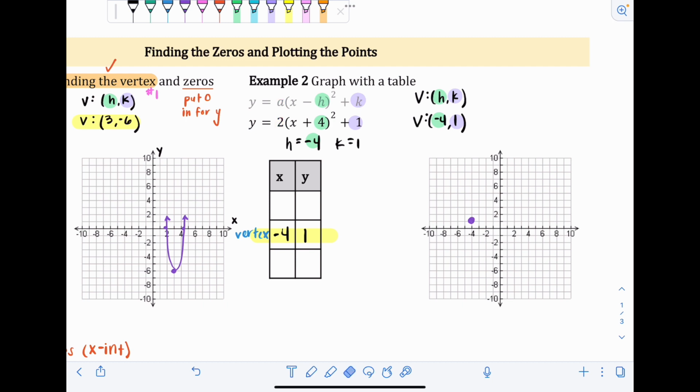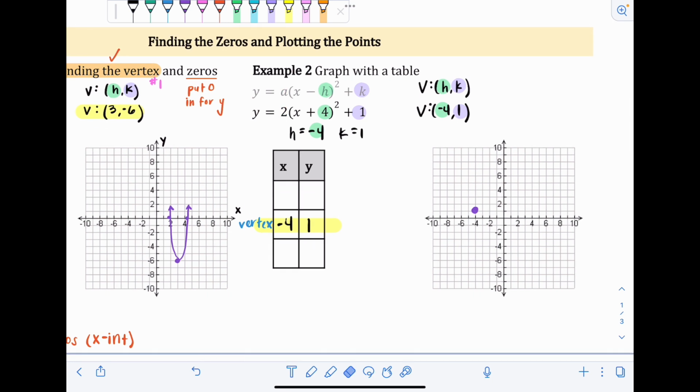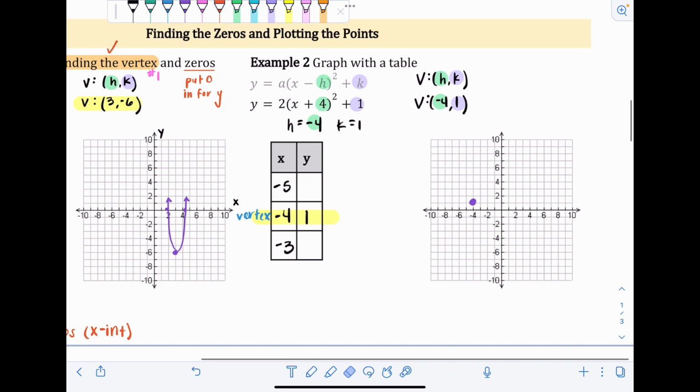That's why we'll use a table. When you use a table, I just want you to go up 1 value from the vertex and down 1 value as well. That's why we put the vertex in the middle. So if I go down 1 from -4 it would be -5, and then up 1 would be -3. Now just pick one of those numbers to put into the equation. I'm going to do -3.